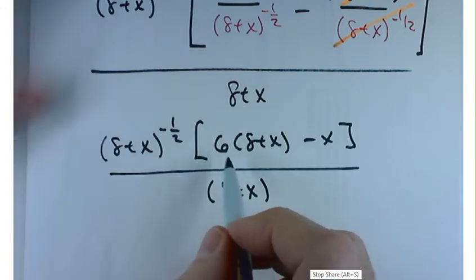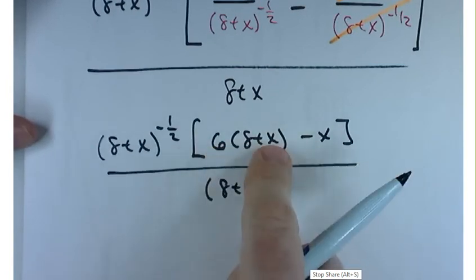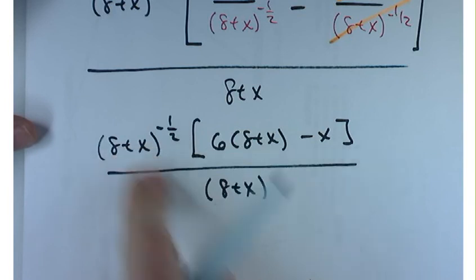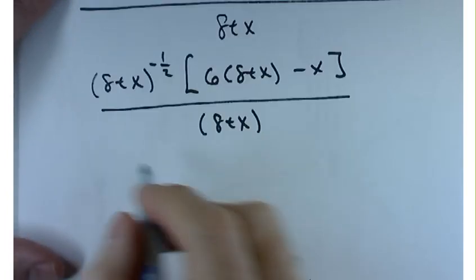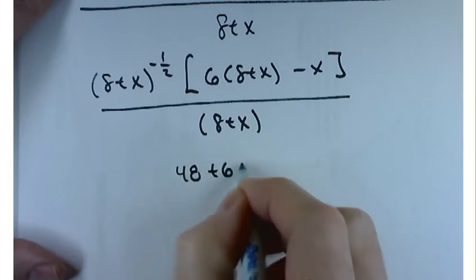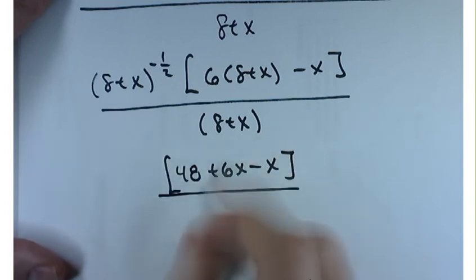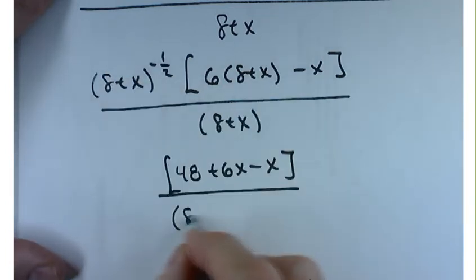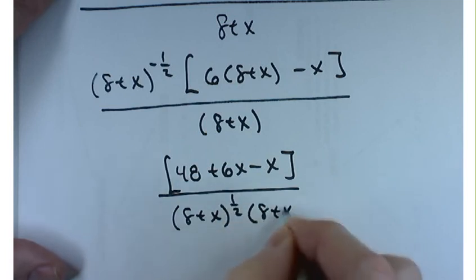I'm going to do two things here. I'm going to distribute this 6 to both of these terms. And then I'm also going to take this down to the denominator. Because if you've got a negative exponent, you can get rid of the negative in the exponent by moving that term to the other side of the fraction. So it's going to look like this. 48 plus 6x minus x. And in the denominator, that's going to be 8 plus x to the positive 1/2 times 8 plus x.